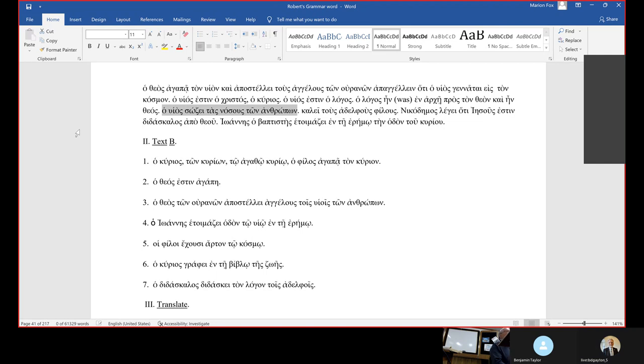All right. And sozo could be saves or heals. Yes. So it's a contextual question. Now, they could be sick spiritually, and he saves them. Or he could save the sick of man, of men, of mankind. Anthropos is mankind, that's both men and women.